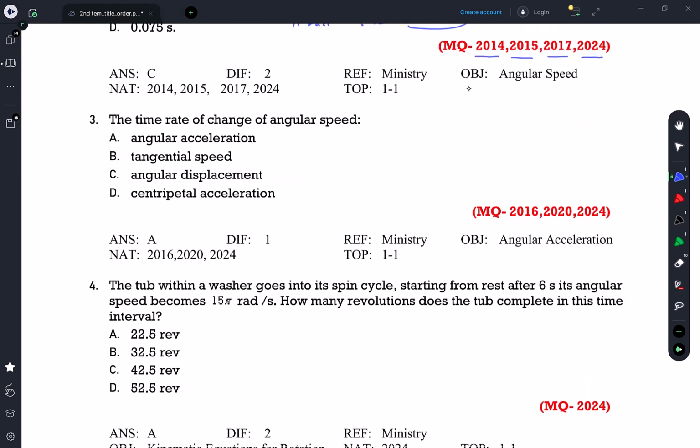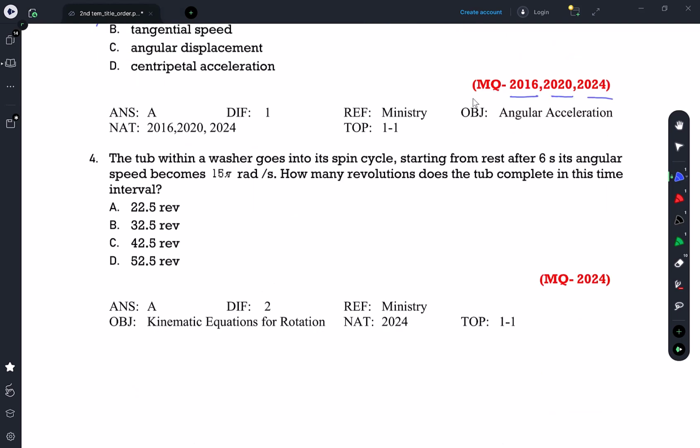Question number 3. The time rate of change of angular speed is called angular acceleration. State the definition. This is a 2016 to 2024 question. Question number 4 is also from the book, only the number in the book is 11 pi; here it's written 15 pi, which is one of the chapter questions. The tube within a revolution goes into spin cycle starting from rest. Starting from rest means initial angular speed is 0. After 6 seconds, which is delta t, its angular speed becomes 15 pi radian per second, which is omega.